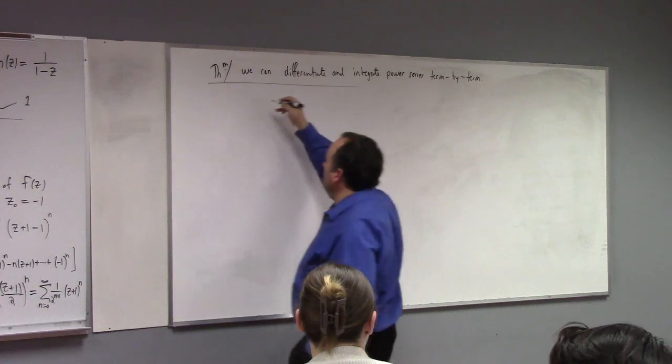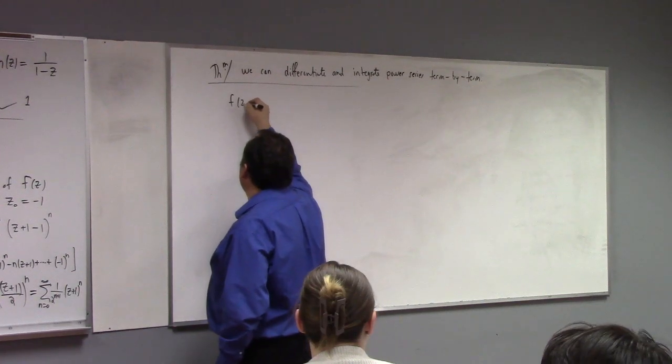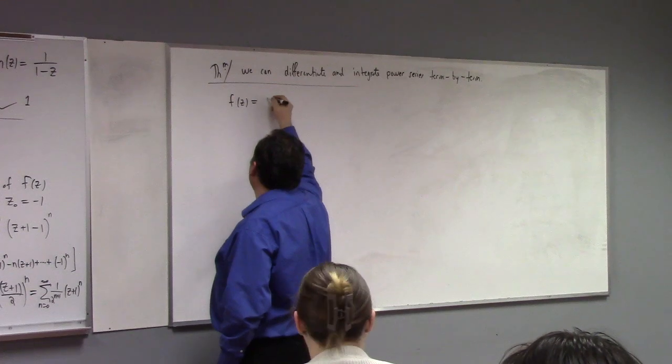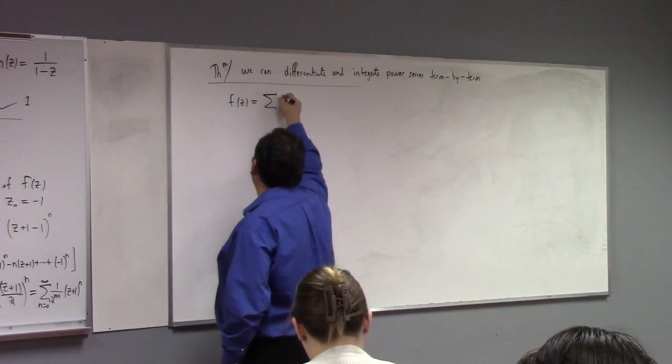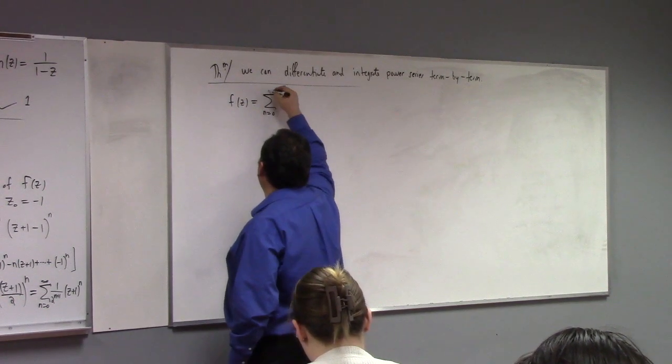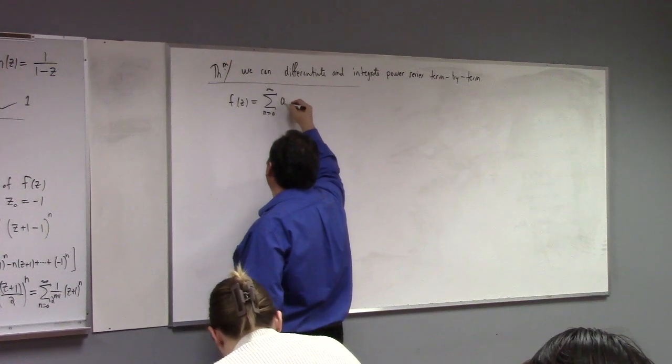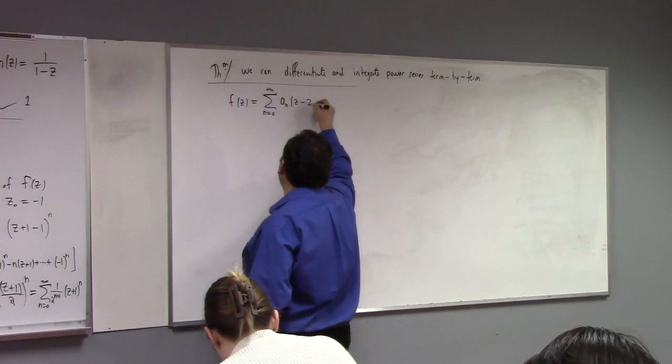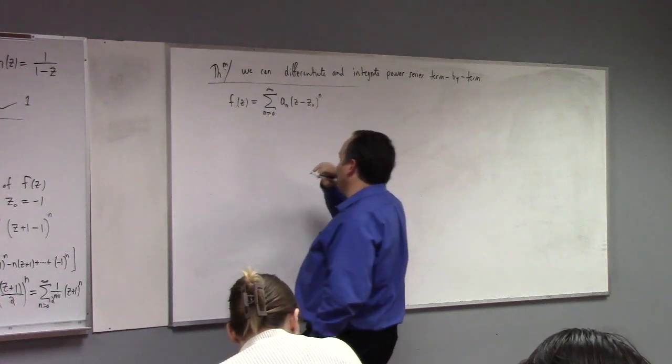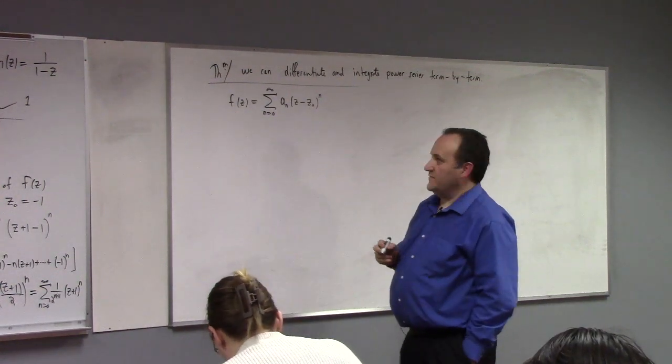So let's let f of z. This is a calculation we should all do. f of z equal to the sum, I'll use n this time, n equals 0 to infinity of a_n times z minus z naught to the power n, right? So what's f prime of z?